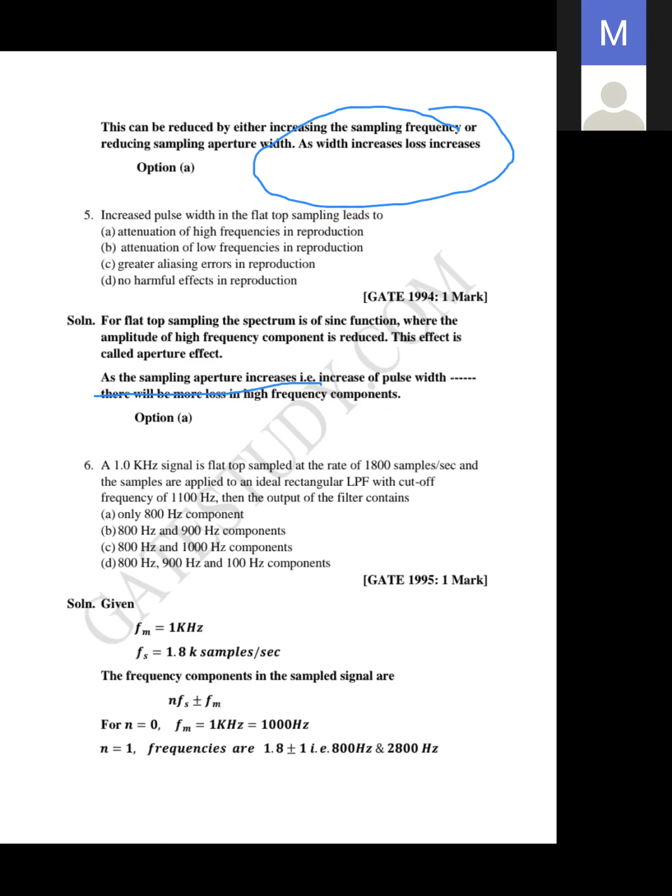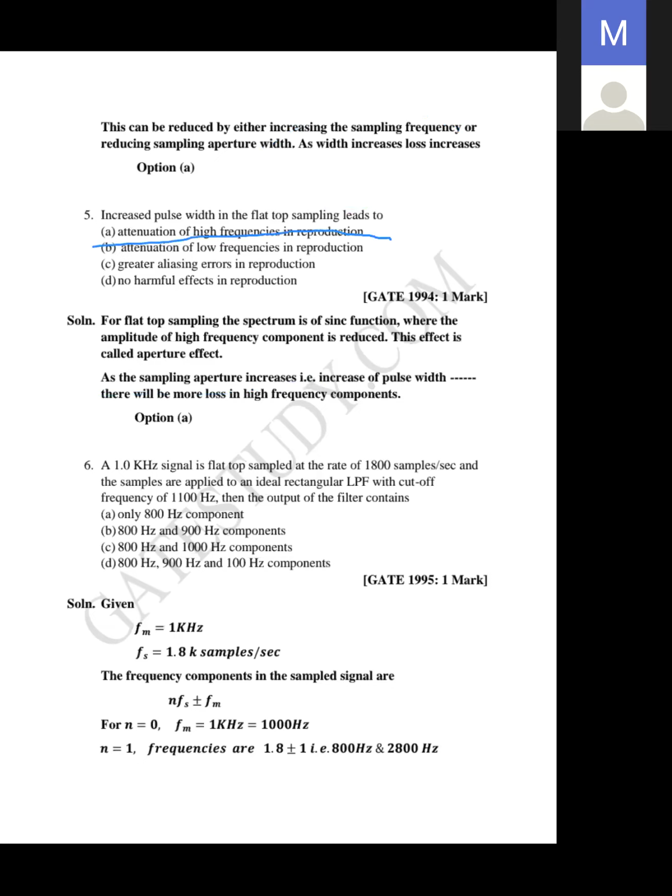This question was asked in GATE 1994, which is why we have used it here once again. As the aperture width keeps increasing in flat top sampling, this leads to a reduction in the useful information, the high frequency component information. So the corresponding option for this question is A.